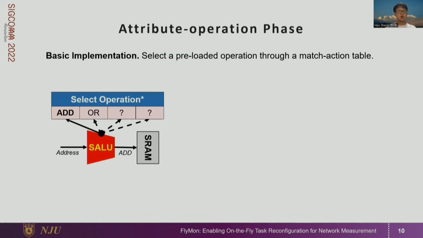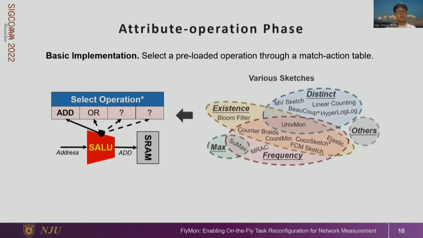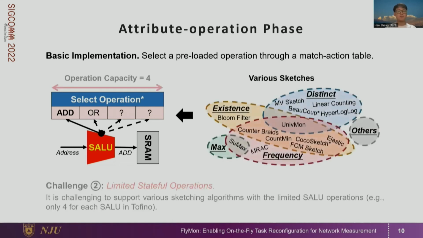The second part of a CM unit is the attribute operation phase. Since each SALU can accommodate multiple stateful operations, we also use a table to select different stateful operations for various measurement tasks. A challenge here is that there are limited preloaded stateful operations. The sketches that need to be supported are more than the number of stateful operations.